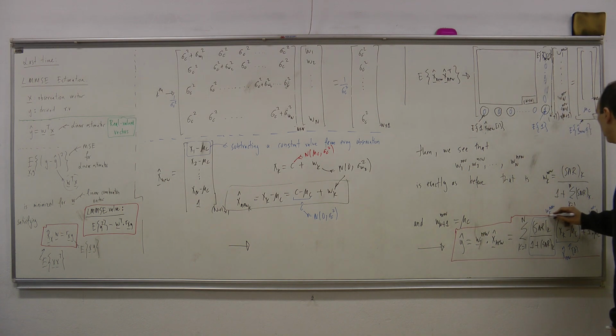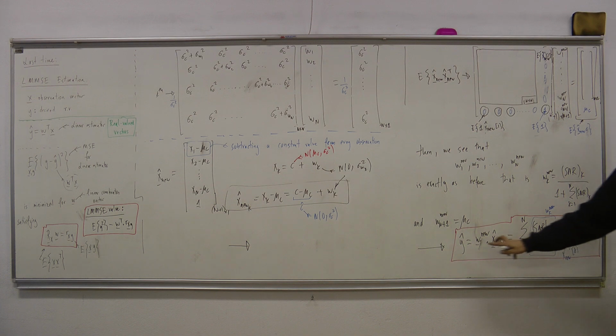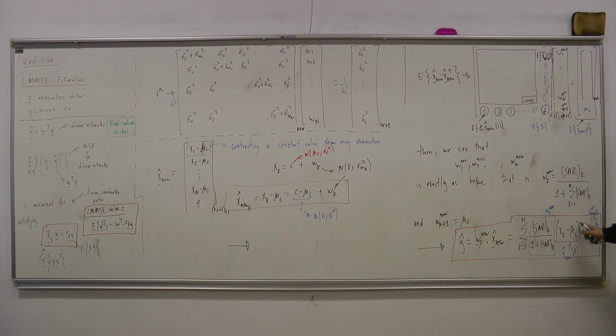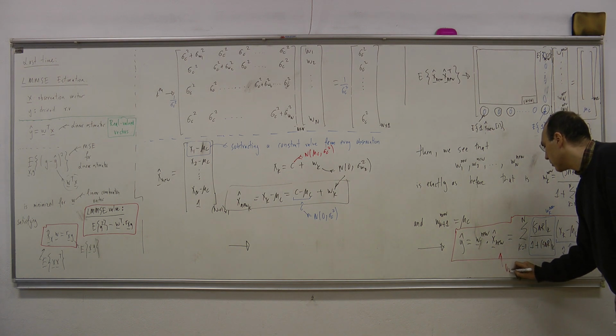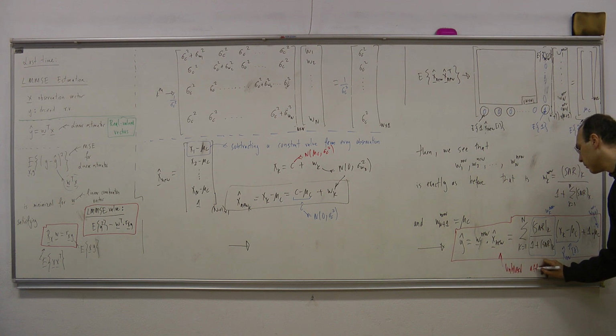But what is the property of this estimator? If you take the expected value of y, this is zero mean. The expected value of xk minus mu c is equal to 0. The expected value of y is equal to the expected value of c. So this is indeed an unbiased estimator. So it's an affine minimum mean square error estimator.